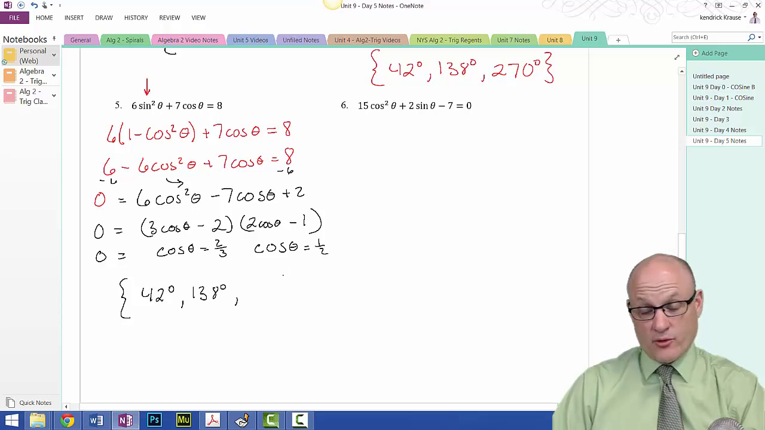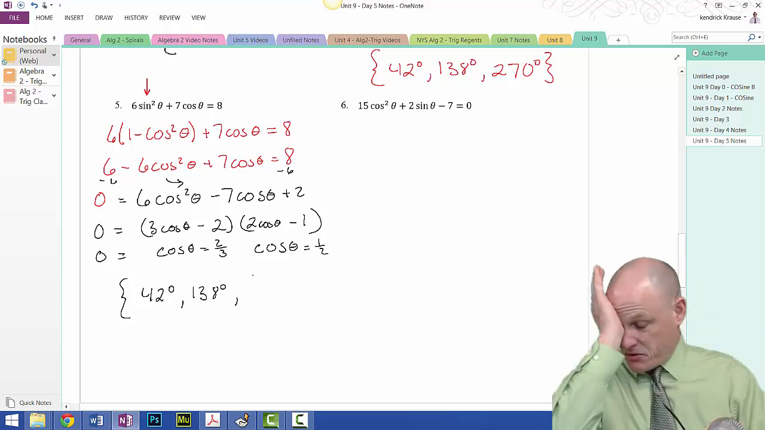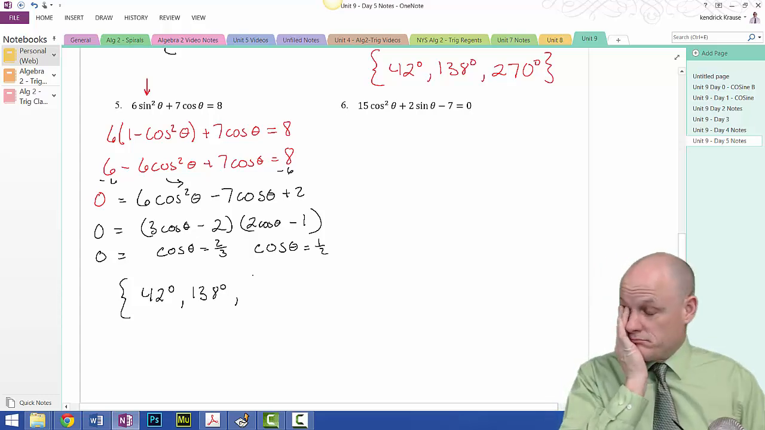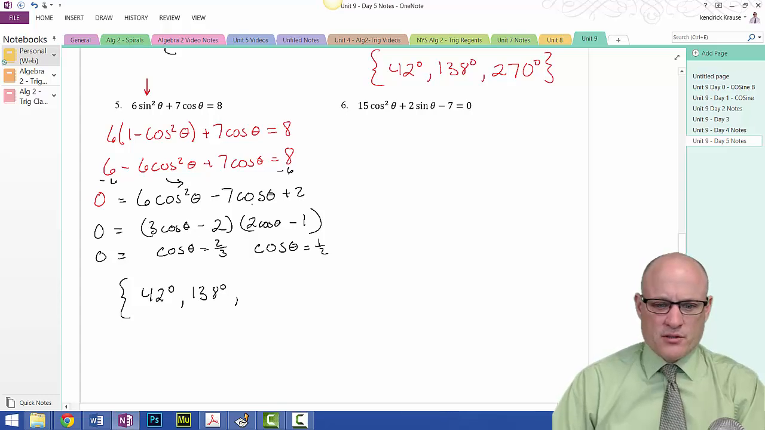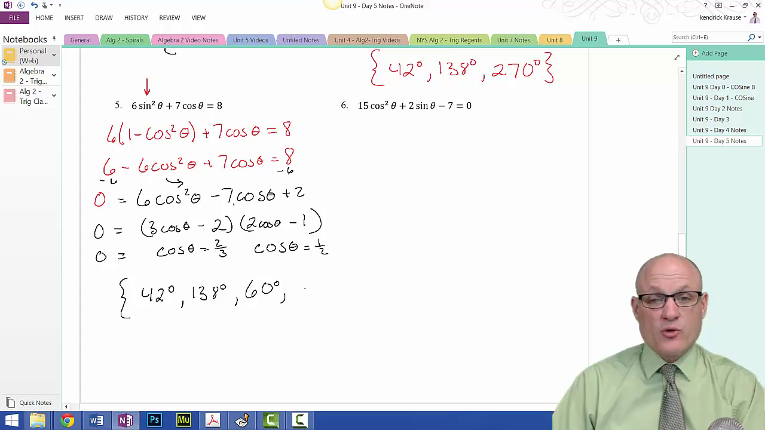And we know that the cosine of 60 is a half. The cosine of 60 is 1/2, so this is 60 degrees. And we also know that cosine is positive in the fourth quadrant. That's 300 degrees.